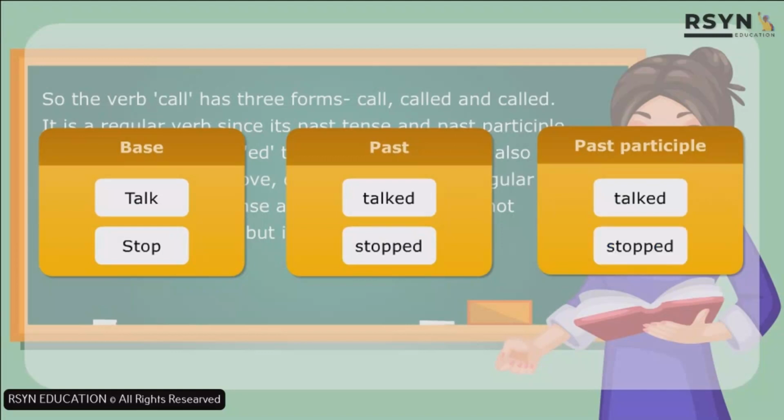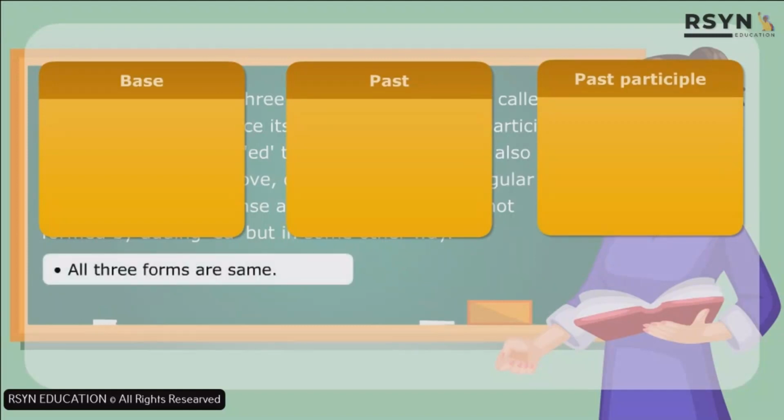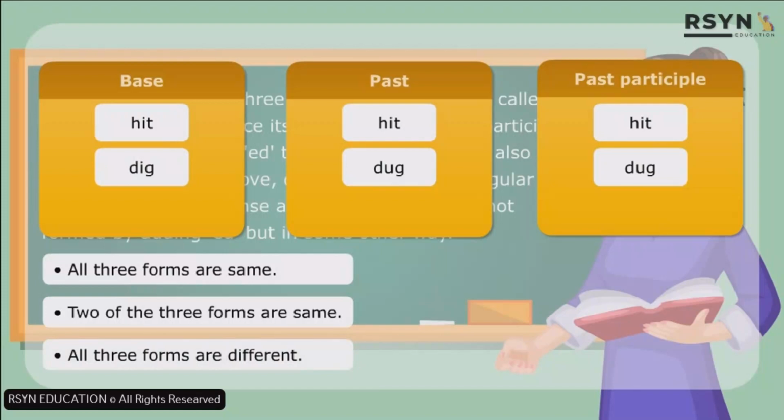Let us look at some rules for irregular verbs. All three forms are same. Example, hit base, hit past, hit past participle. Two of the three forms are same. Example, dig base, dug past, dug past participle. All three forms are different. Example, shake base, shook past, shaken past participle.